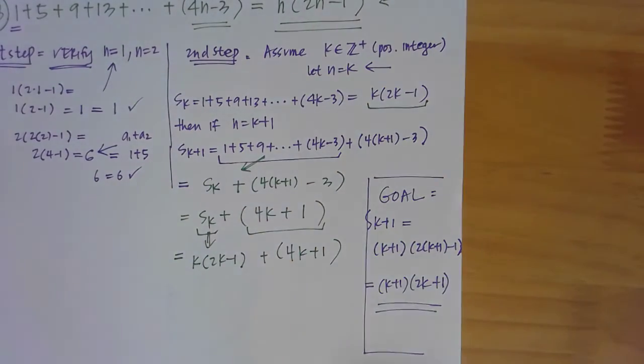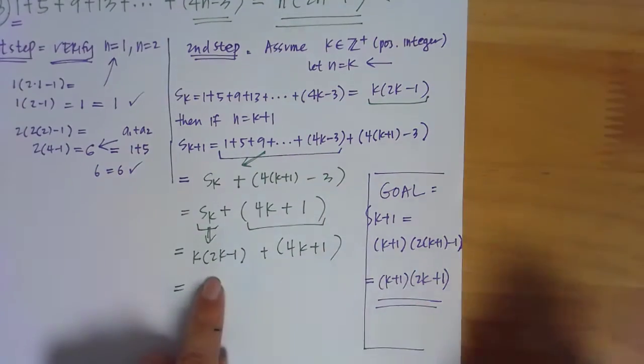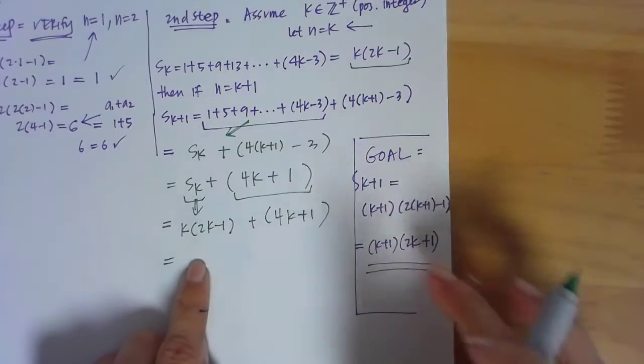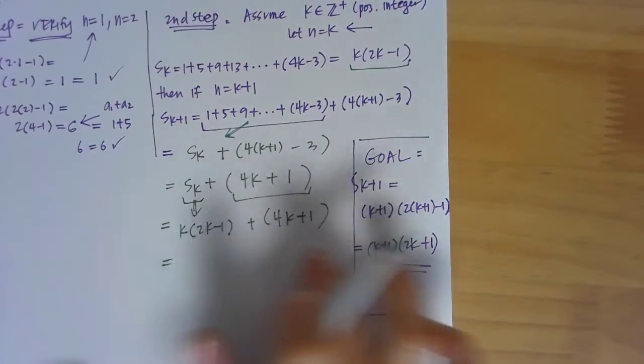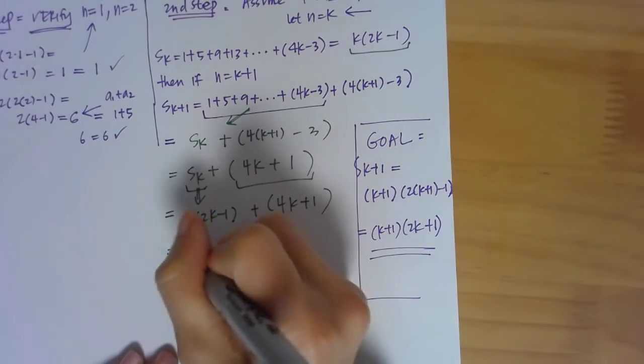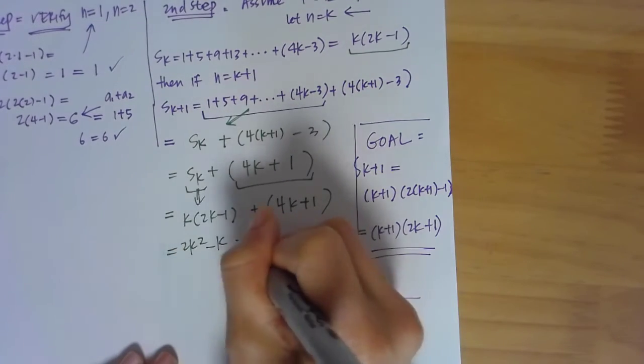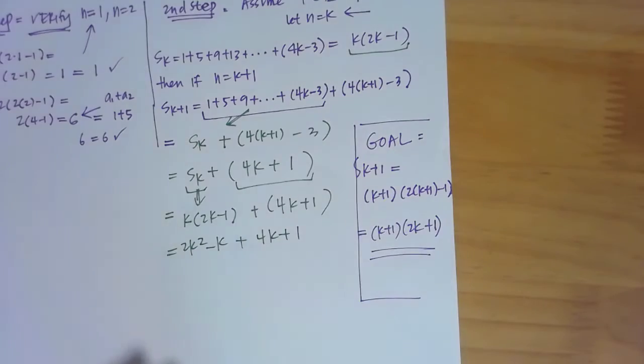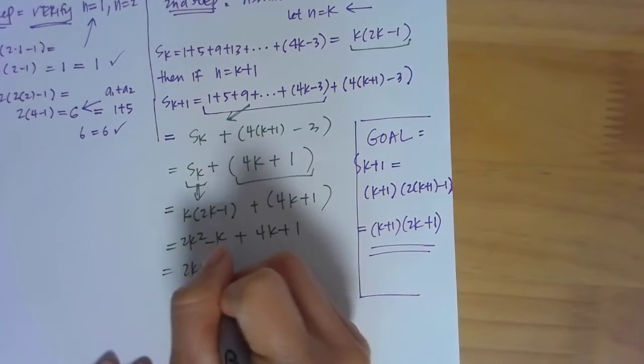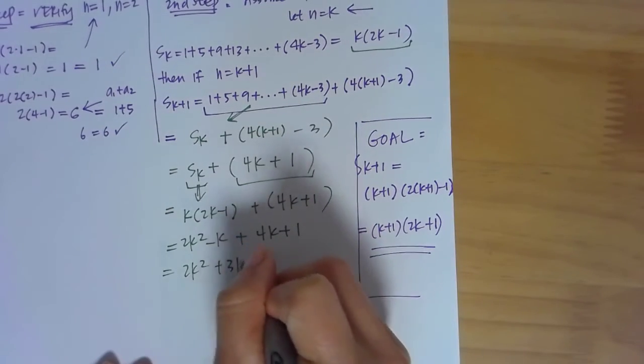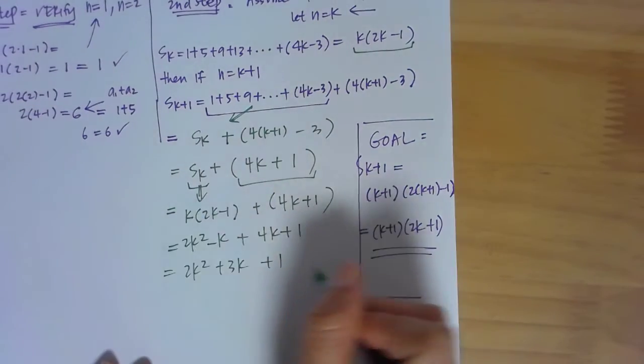Okay? So let's simplify all this. And remember, keep your eye on the goal. Is this going to turn out like this? Because right now, it doesn't look anything like it. So what we're going to do is multiply that. 2k squared minus k plus 4k plus 1. A little bit of algebra: 2k squared plus 3k plus 1. It's a quadratic, I see.